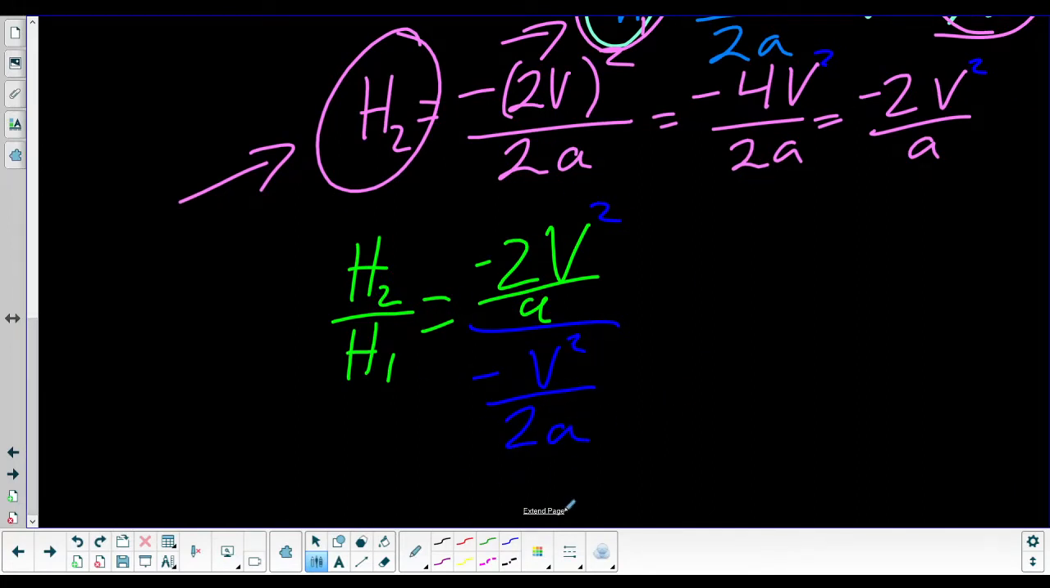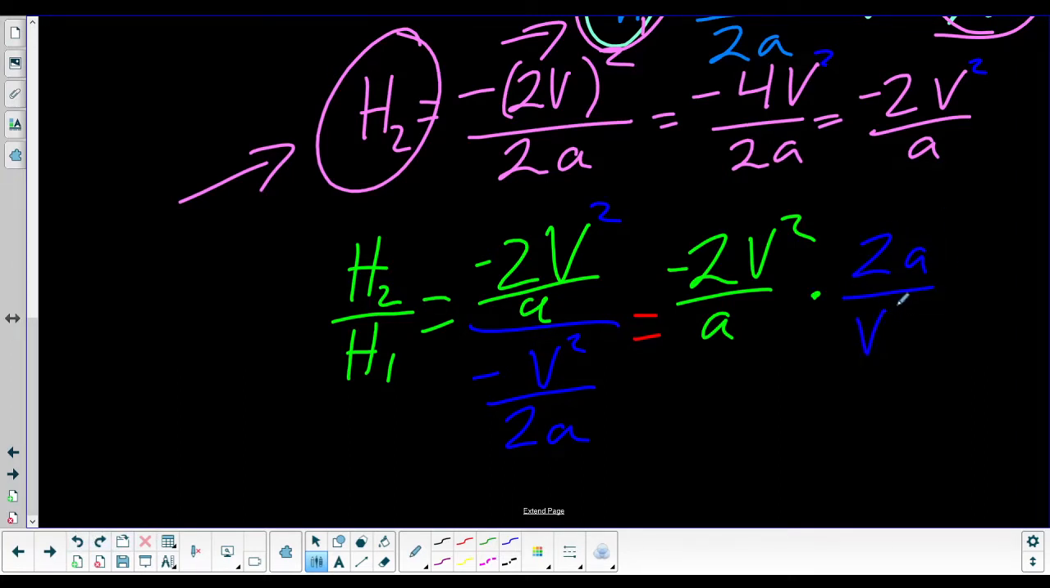And now we have to simplify this fraction. When you're dividing a fraction by a fraction, we flip and multiply instead. So we're going to have negative 2 v squared over a times negative v squared, oops, sorry, flip. I forgot to do the flipping part. 2a over v squared. Now we simplify.